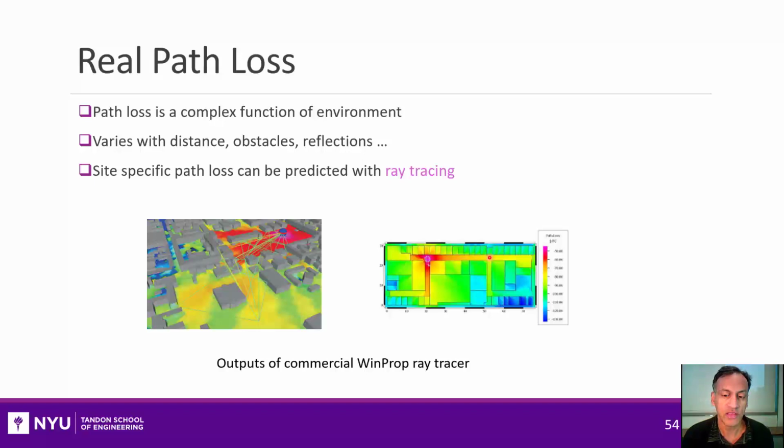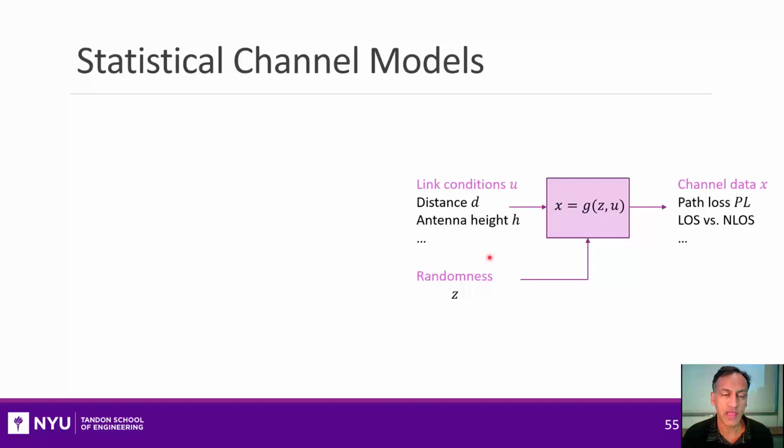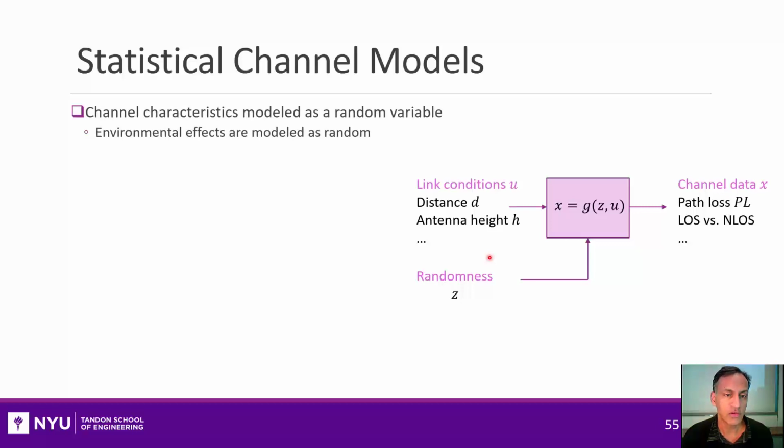So if I ask statistically, on average, what would the propagation look like in a typical building? For that, what we need are what you could call statistical models. In statistical models, what you try to do is model the channel over an ensemble of environments, modeling the channel essentially as a random variable, thinking about all those environmental changes or environmental differences as random.